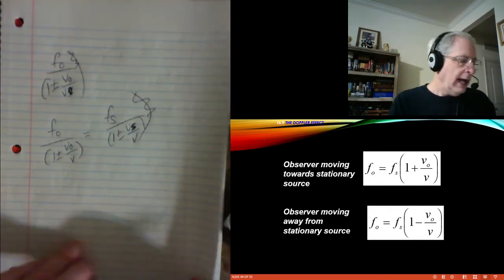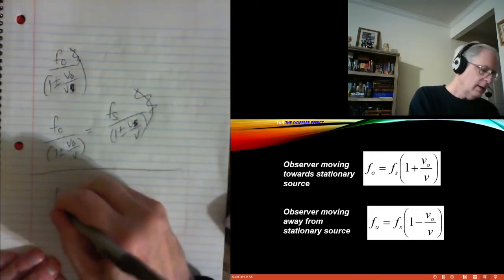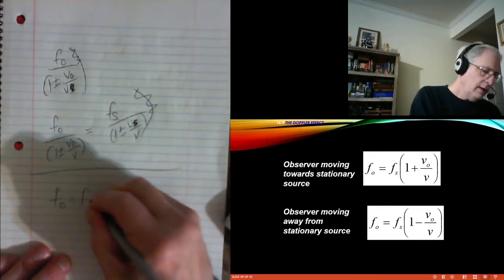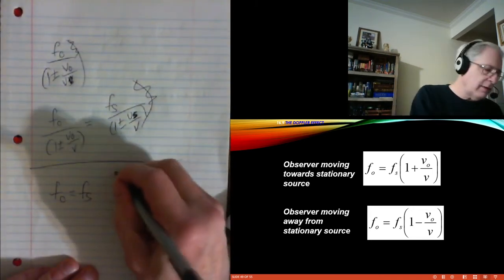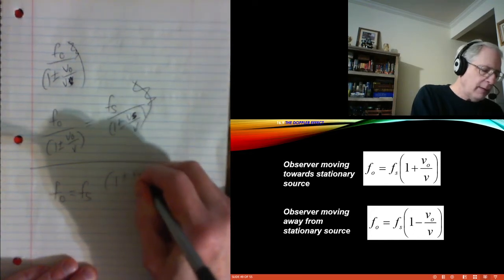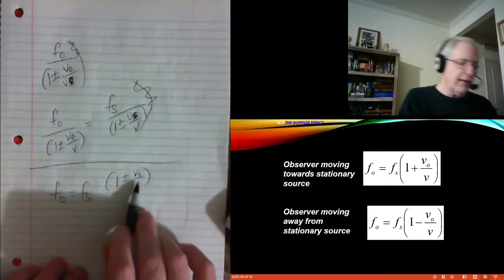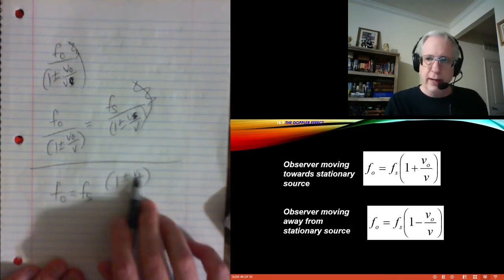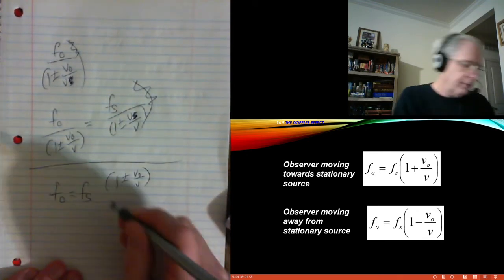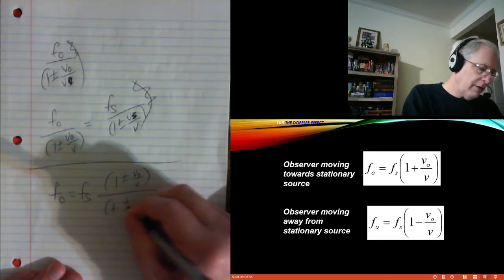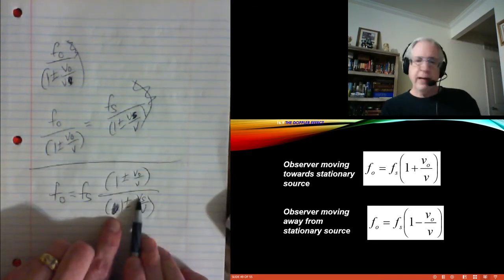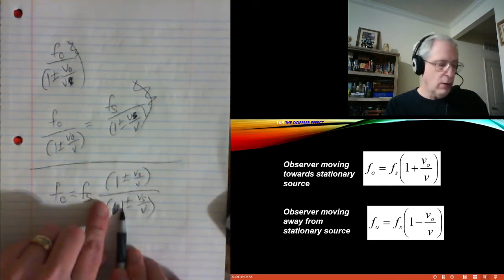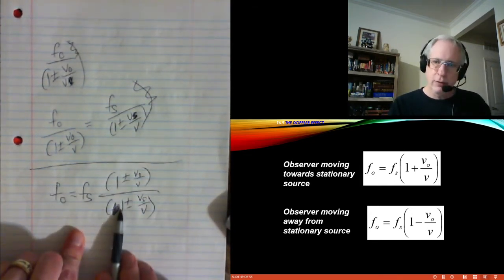Okay? And when I put those together, we get this equation. The frequency heard by the observer equals the frequency of the source times 1 plus or minus the velocity of the observer divided by the velocity of sound. So if the observer is not moving, this is 0, so it turns to just 1. And if the source is not moving, this becomes 0. 1 plus or minus 0 is 1. If the source is not moving, this goes away.